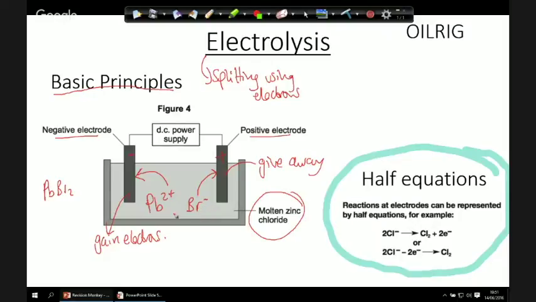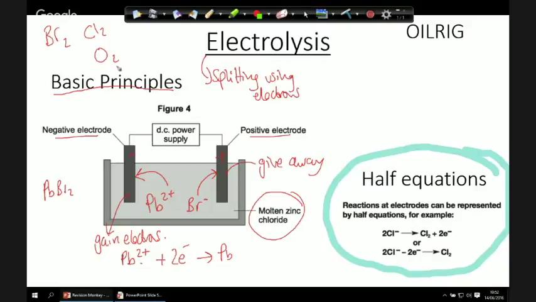Now, just to go through for the higher tier, if you are lead, for example, you want to gain 2 electrons to become a lead atom. So you would gain 2 electrons and turn into lead. Okay, so that's how we would write the half equation for what's happening at this electrode. The difficult one comes in with these negative ions, because you need to remember that most of these make what we call diatomic molecules that go around in 2s. So bromine, chlorine, oxygen.